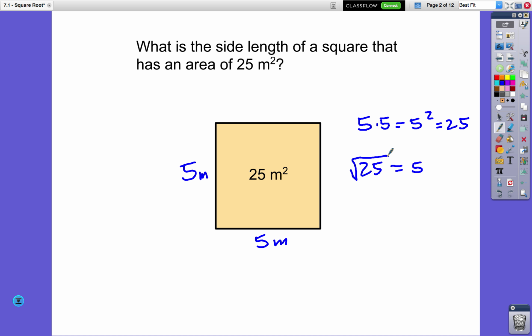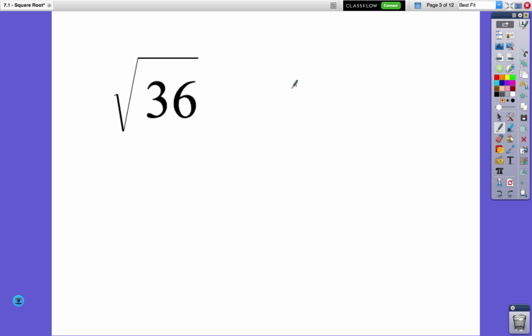And we call it the square root because it all relates back to an actual square. And that's why, in fact, we call 5 to the second power 5 squared. And so when we are undoing that, it's the square root. All right, so how about this problem? What is the square root of 36? In other words, what number times itself, or what number squared, would give you 36? Well, that would be 6.